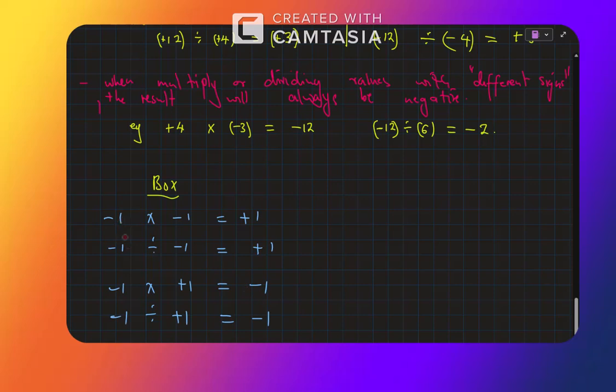When you divide or multiply values with the same sign, the answer is always positive. But if you multiply or divide values with different signs, the answer is always negative.